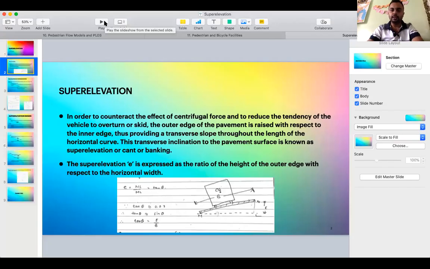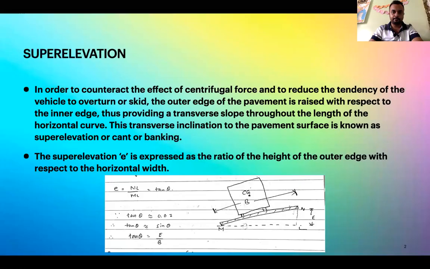Okay, so there are some issues. I am not able to maximize the photograph. Let's see. It's 1 o'clock.